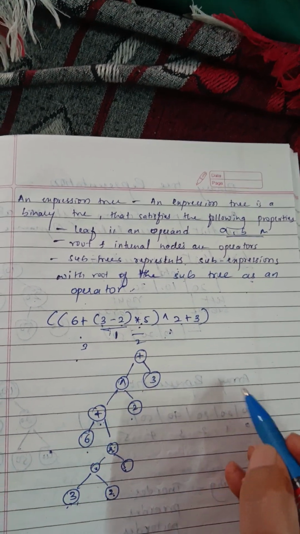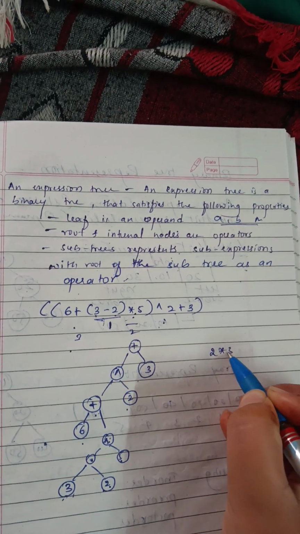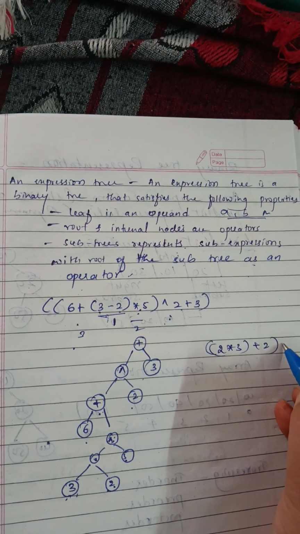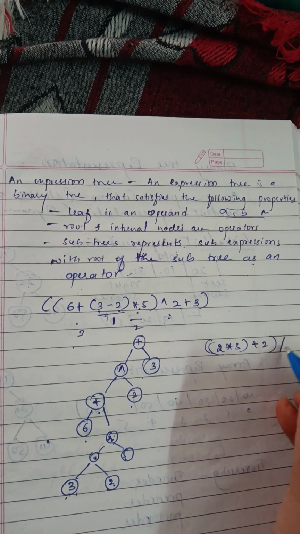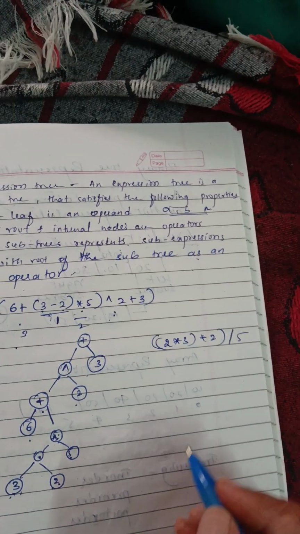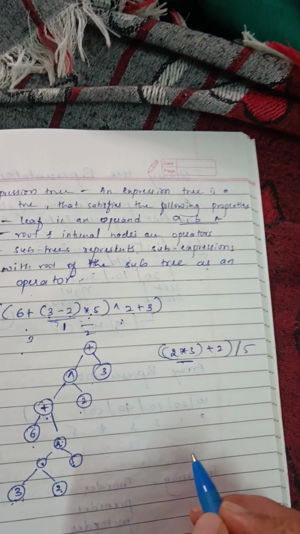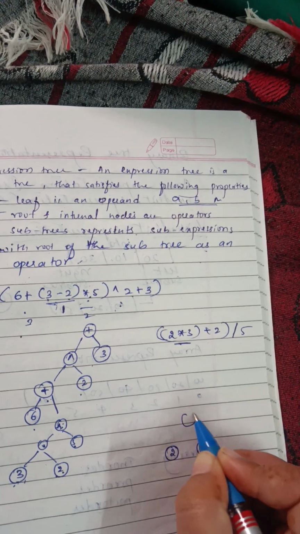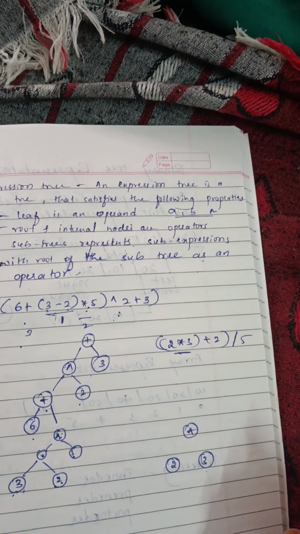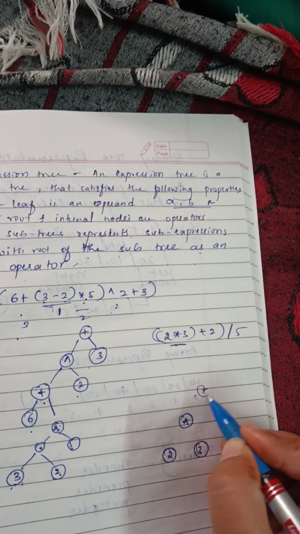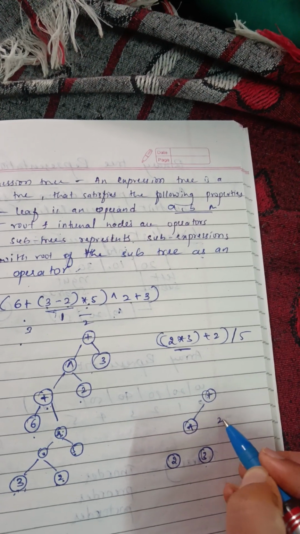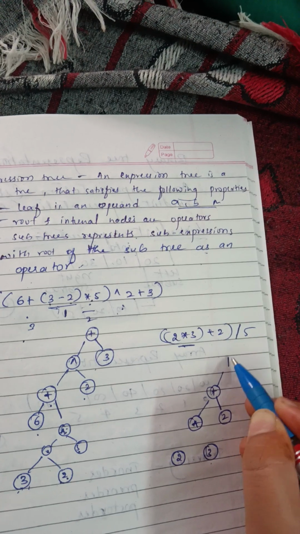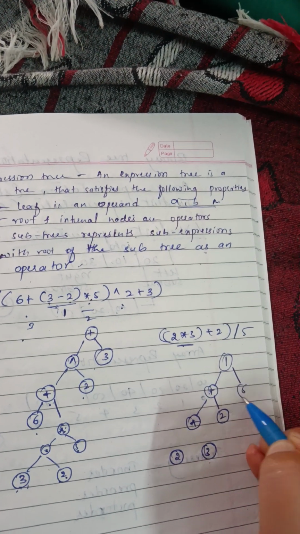Next 3. See here, suppose I am writing 2 star 3 plus 2, divided by 5. Then what happens? Which one is to be solved first? 2, 3, right? We will put 2 here and 3 here. These are the operands, and star here. Next, I have to put the plus here. The 2 is on the right side, so I will put 2 here. Afterwards, what will I do? I will take the division part and I will put 5 here.